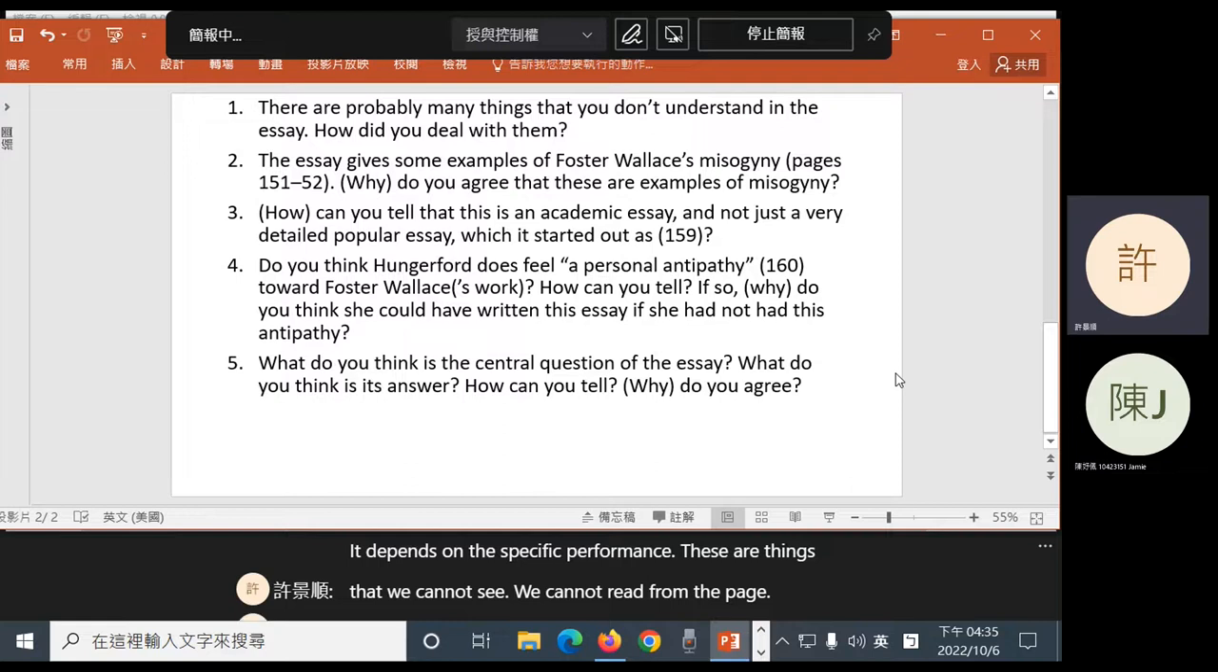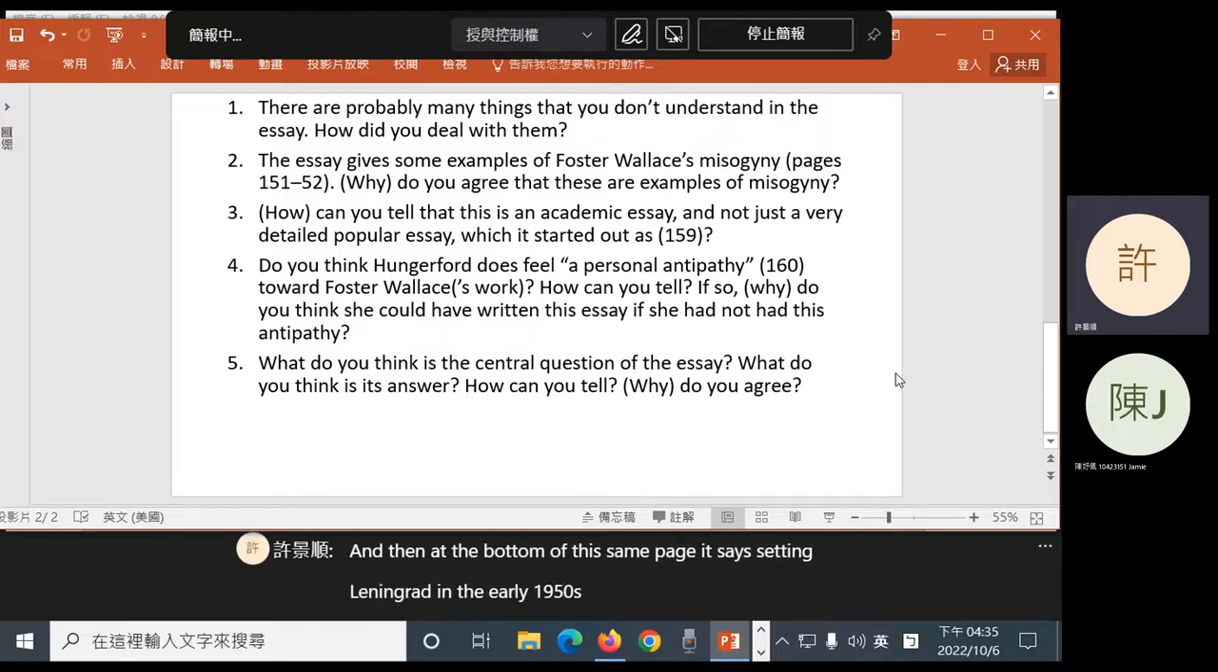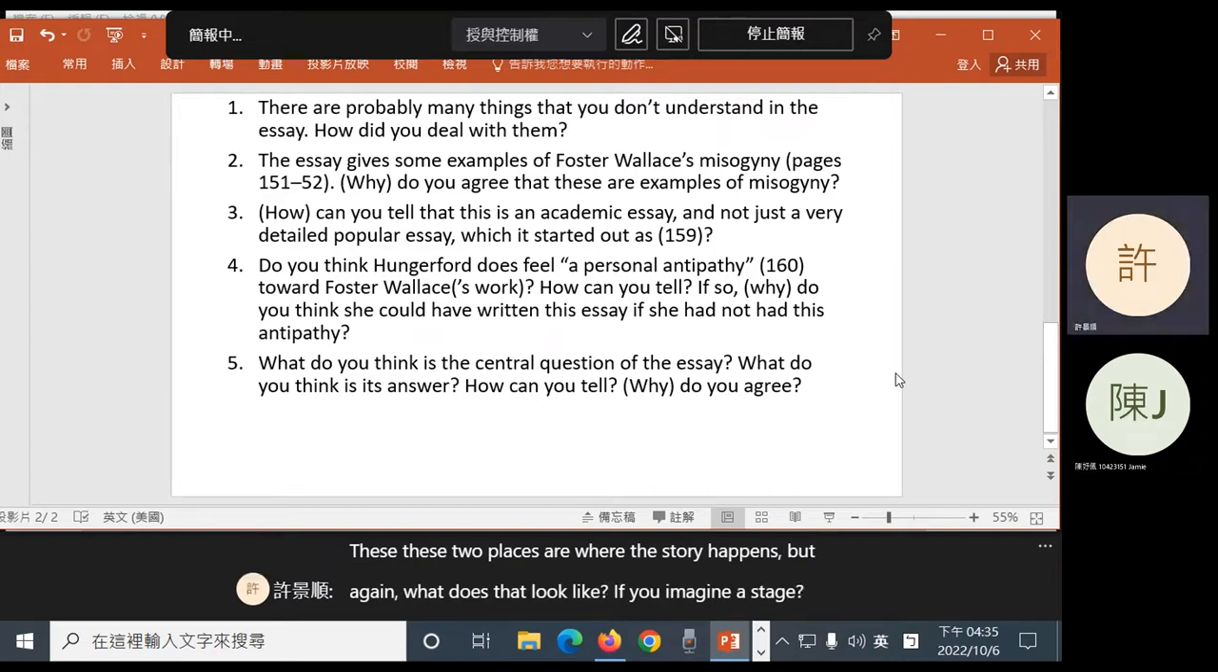And then at the bottom of this same page, it says setting. Leningrad in the early 1950s, and Australia, a future. These two places are where the story happens. But again, what does that look like? If you imagine a stage, how do you make it look like Leningrad? How do you make it look like the future in Australia?